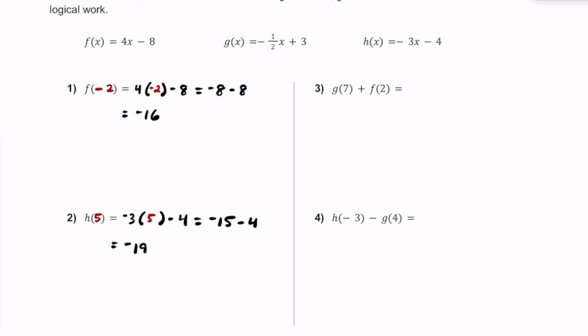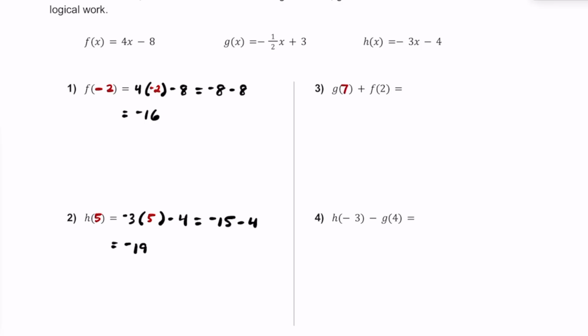negative 19. For number 3, we have a couple of functions here. We have g of 7 plus f of 2. So we're going to take the g function and plug in 7 into this function over here. And then we're going to take the 2 and plug that into the f of x function and add those two answers together. So let's start with g of 7.